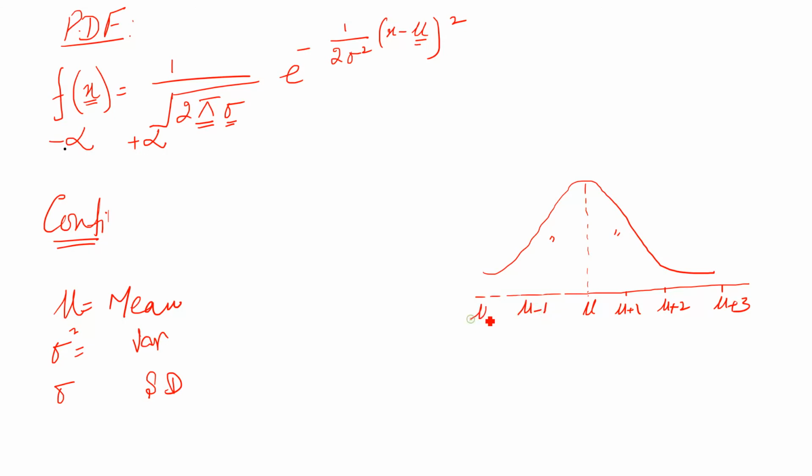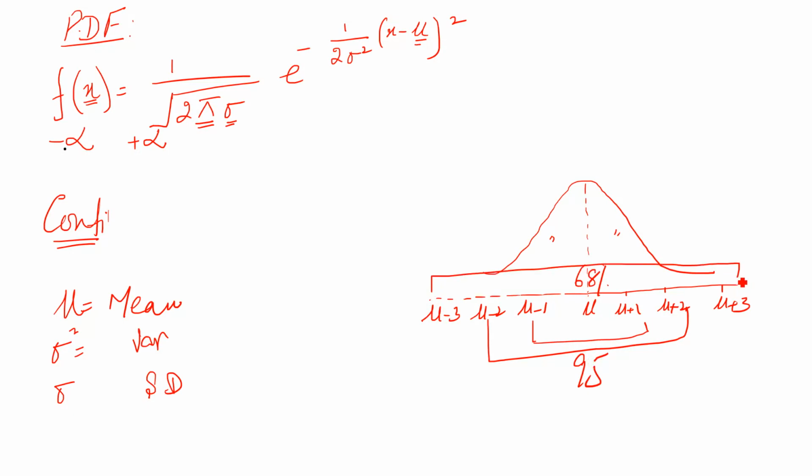Similarly, mu minus 1, mu minus 2, and mu minus 3. According to the empirical formula, which we already discussed, 68% of the data lies between mu minus 1 and mu plus 1. Similarly, 95% of the data lies within 2, and approximately 99% of the data lies between mu minus 3 and mu plus 3, right?